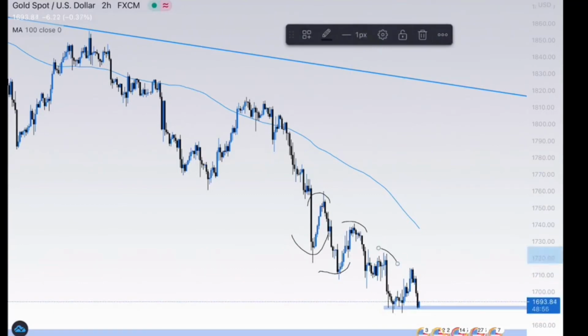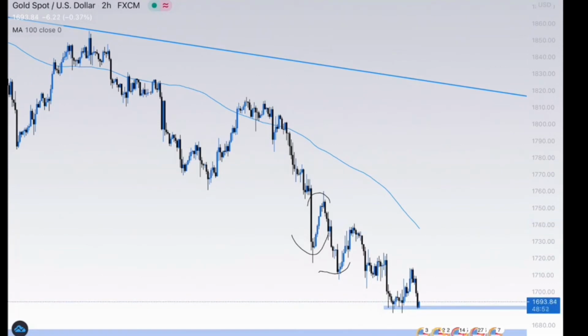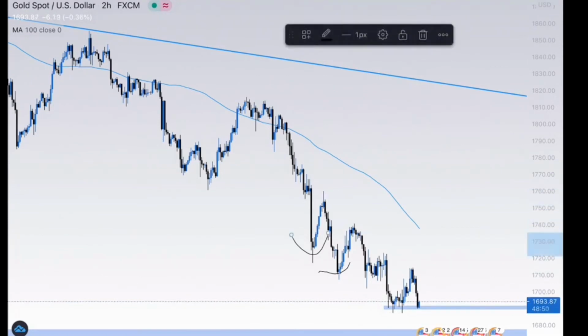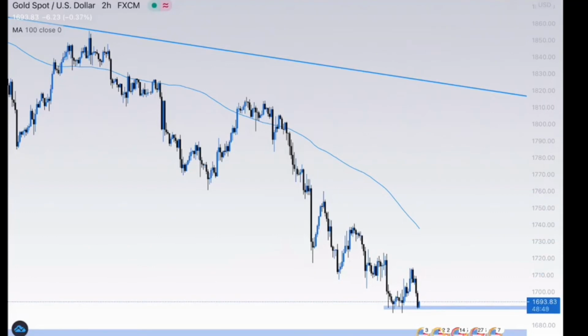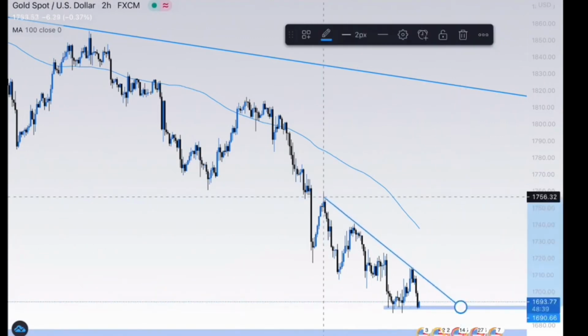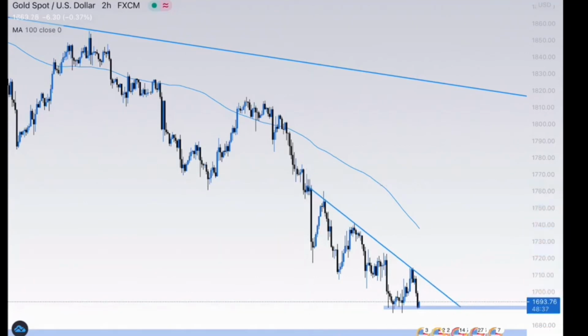So we now have more confluences that we are going to be looking for sells in the near future. Not only is it below the moving average, but we also have a series of lower highs and lower lows. We can also add in a trend line. We can put a trend line in from here down to here. Maybe just tighten that up a little bit like that.